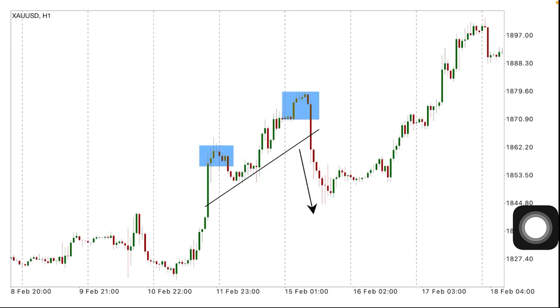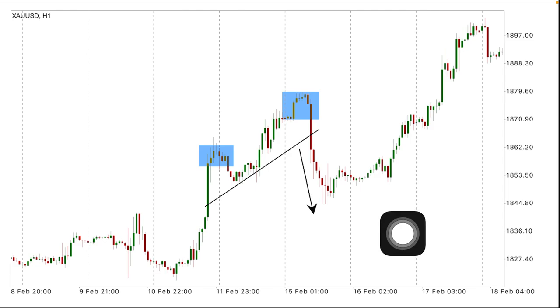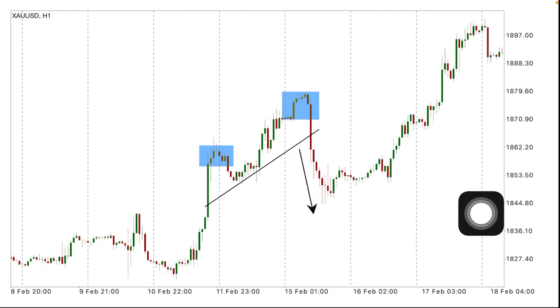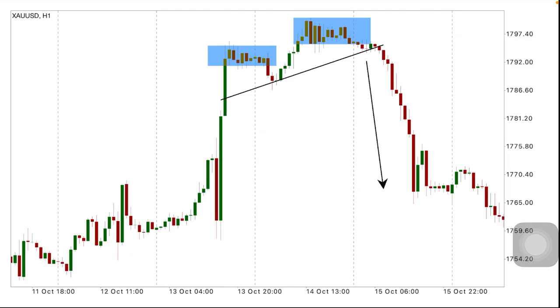And another one, a decent sell trade after the break of the neck of the previous day's high and the current day's high. Another one on gold again, you see a nice sell off. So this is a very nice strategy.